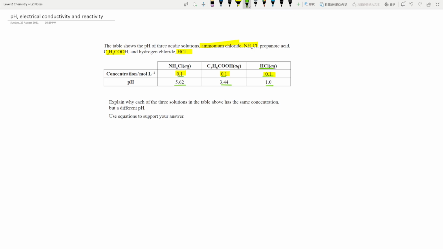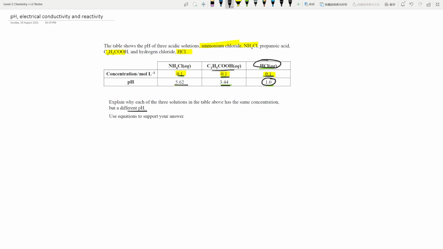They gave you the concentration and the pH, and HCl in this example is clearly a strong acid because it completely dissociated. You have equal concentrations of 0.1, 0.1, 0.1, but HCl gives you the lowest pH, so it must be the strongest acid. C2H5COOH, in the middle, has a moderately high pH, so that's the second strongest acid, and NH4Cl is the weakest acid of the 3.